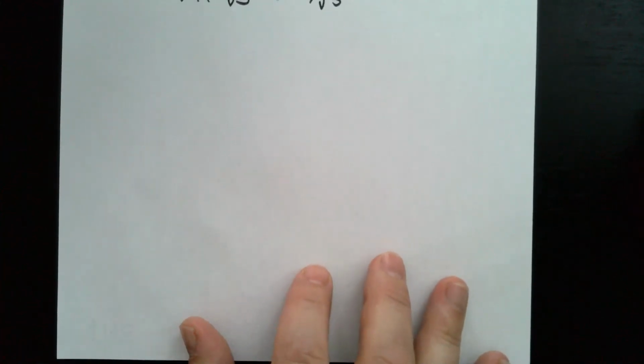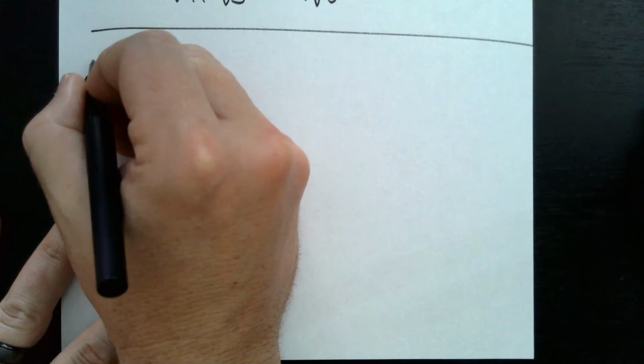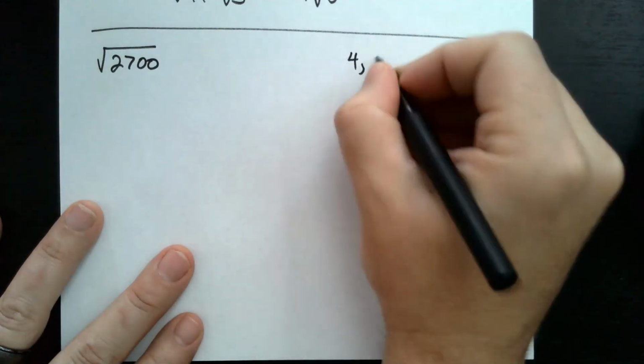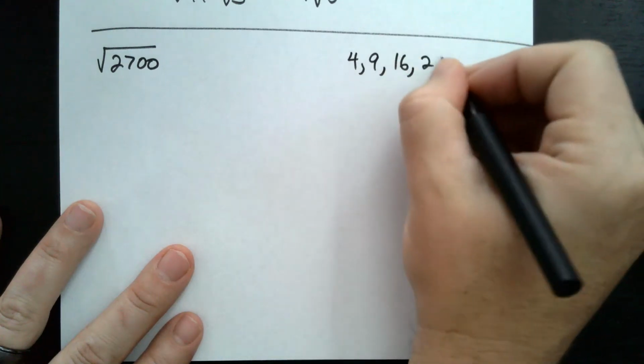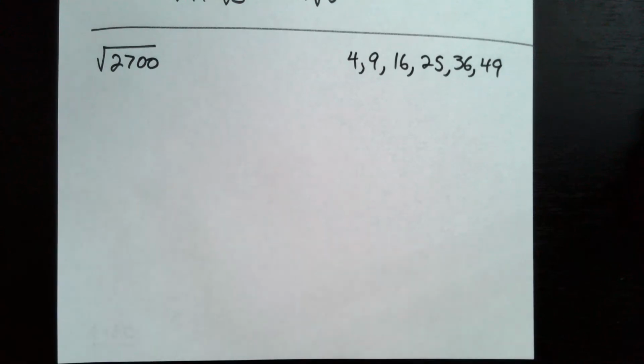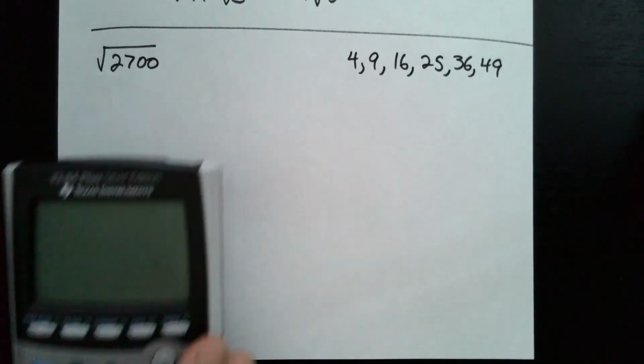Okay, let's do a 3-digit or a 4-digit one. So let's do the square root of 2,700. Let me write these out real quick. I don't think we'll need any more than that for this problem. So let's start with the smallest one.